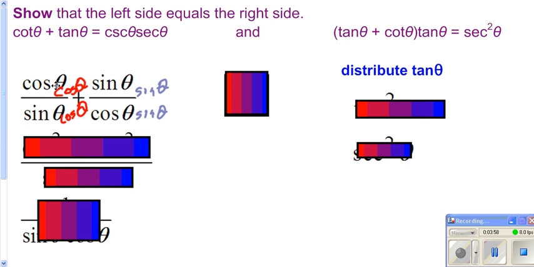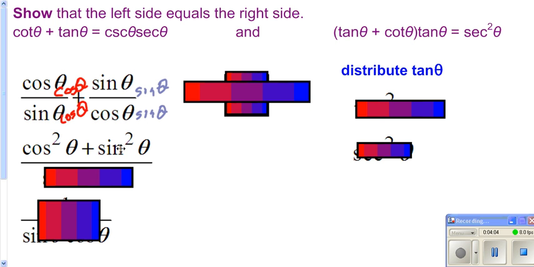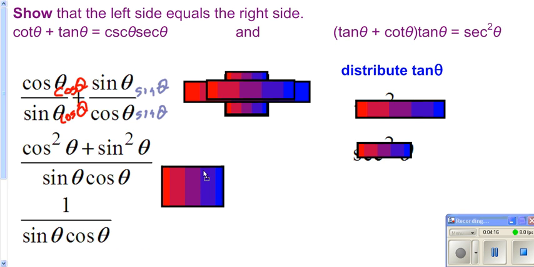And a cosine times cosine is a cosine squared. Sine times sine is a sine squared. You should realize that this is one of your Pythagorean theorem identities. Cosine squared plus sine squared equals 1. The bottom is just your common denominator. The top is 1.